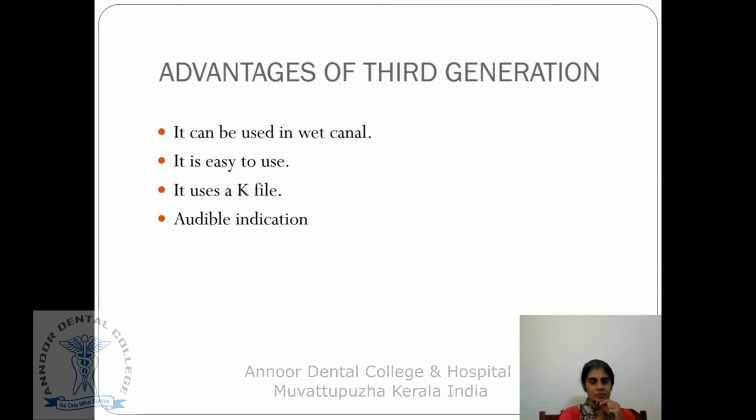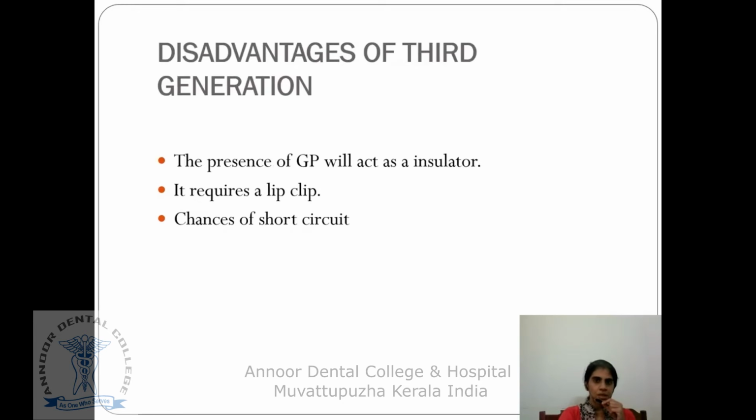apex. The advantage of the third generation is it can be used in wet canals too. It is easy to use. It uses a K file and it has an audible indication, like in the first generation, you will have a beep sound once you reach the apical terminus. The disadvantage of the third generation is that the presence of gutta percha will act as an insulator. It requires a lip clip and there are chances of short circuit.